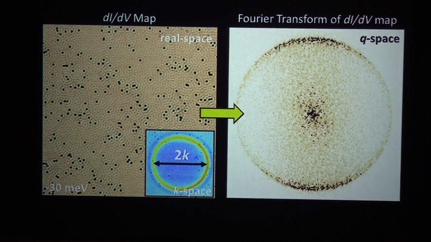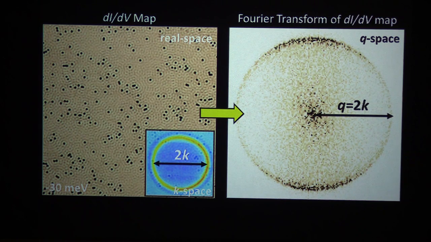If I take this dI/dV map and do a Fourier transform, I get a circle. And the radius of the circle represents this scattering process, which is the dominating scattering process, okay? And actually, we see all the possible scattering processes, but this one dominates our Fourier transform. That's because it's next to a stationary point.